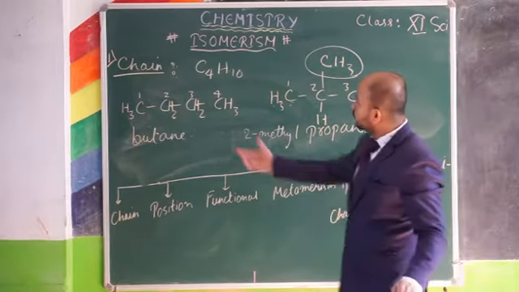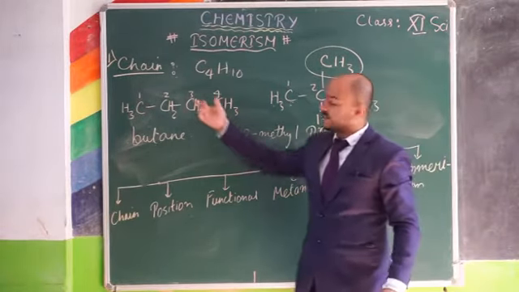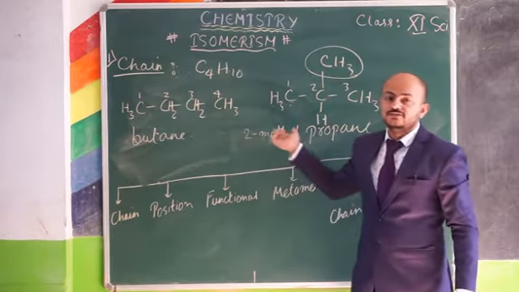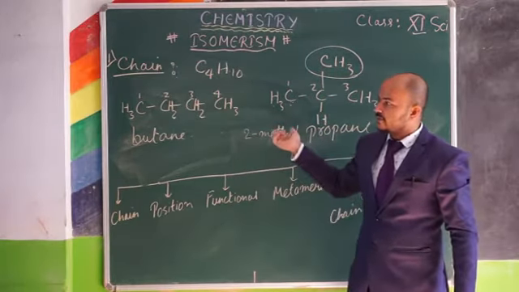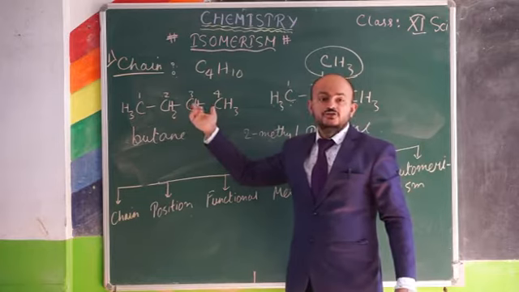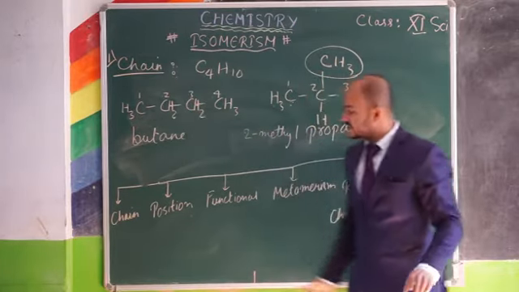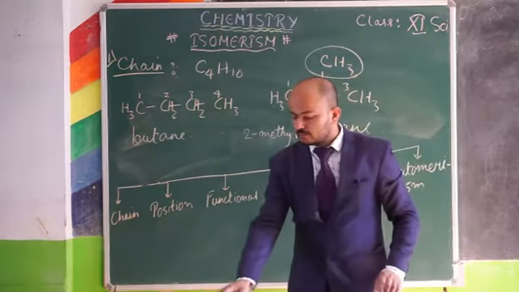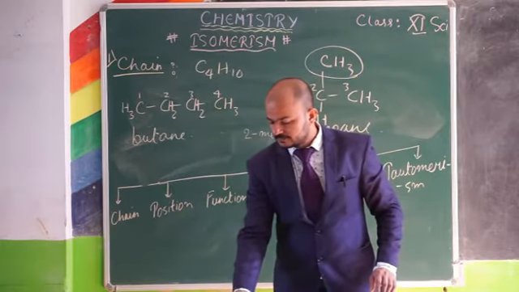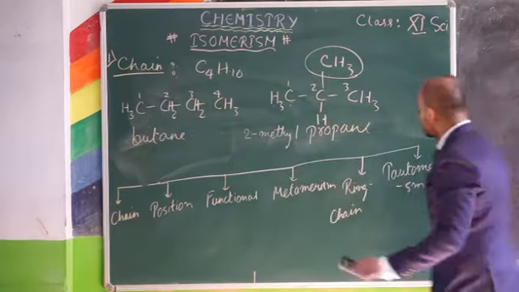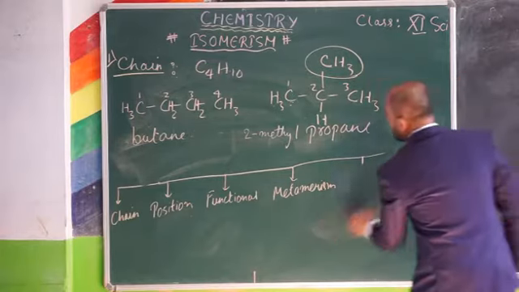Now, these two are known as what? They are known as chain isomers of each other. Why? Because they vary in the chain length. Now let's discuss the second one, that is position isomerism.